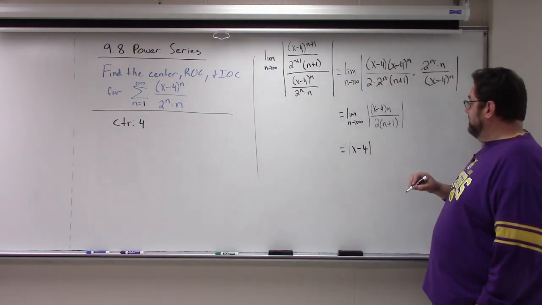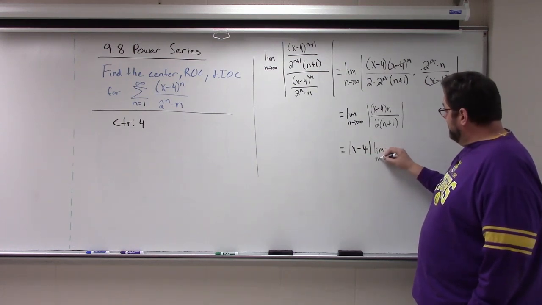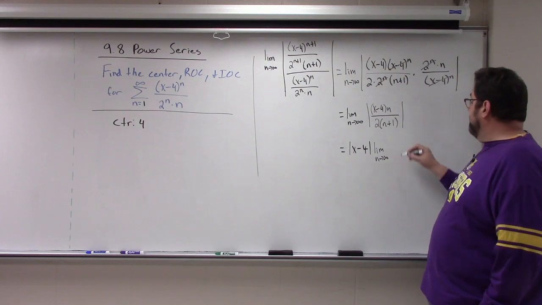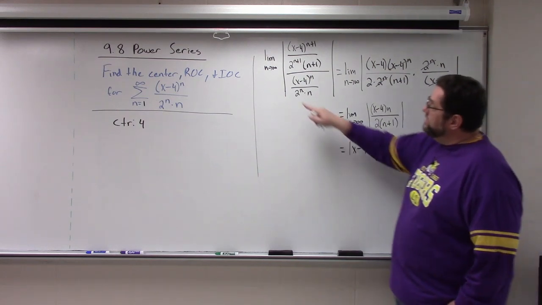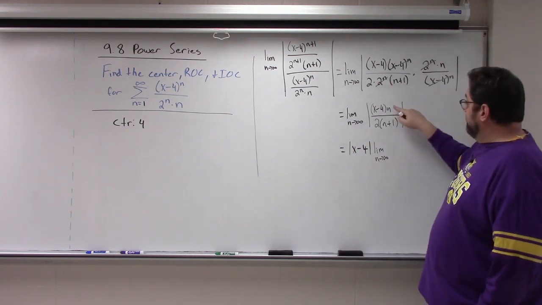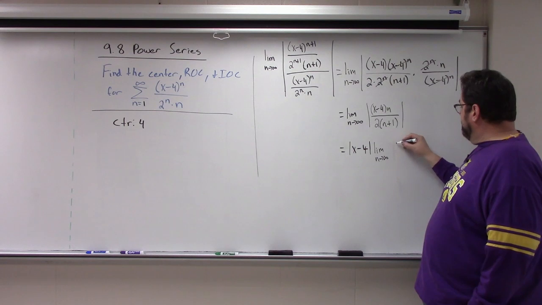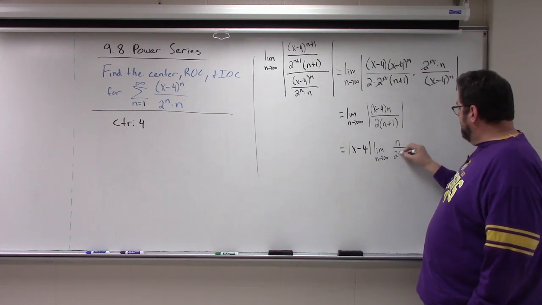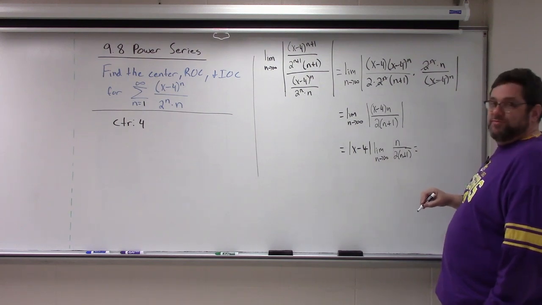So I have the absolute value of x minus 4 times the limit as n heads to infinity of, and I don't even need absolutes anymore because our n starts at 1. Therefore, n and n plus 1 will both be positive. So this will be n over 2 times n plus 1. And I could do all the math, but I'm not going to.